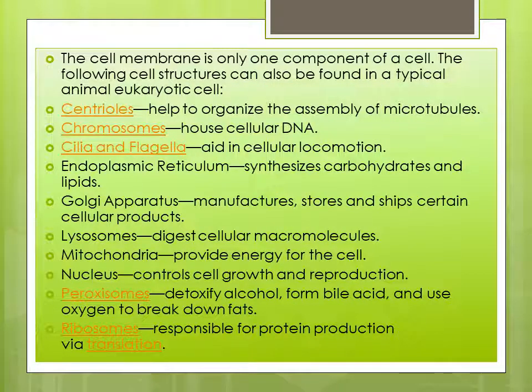The cell membrane is only one component of a cell. The following cell structures can also be found in a typical animal eukaryotic cell. Just remember one thing, we are talking about the animal eukaryotic cell. Centrioles help to organize the assembly of microtubules. So what about the chromosomes? These are the house of the cellular DNA. So what are the cilia? You already know about that. Cilia are the small particles outside of the body of some animals. So it helps in locomotion.